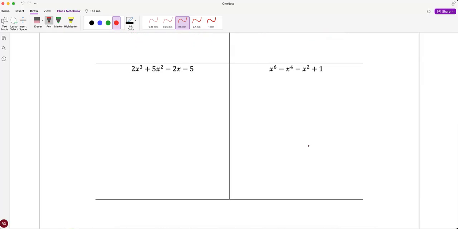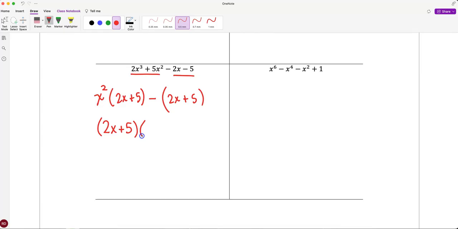If I look here, what do these have in common? The first two have an x squared in common, and that leaves me with 2x plus 5 minus, I'm factoring out a negative 1, so 2x plus 5. So this is 2x plus 5 times x squared minus 1. That's the difference of two perfect squares again. So this is 2x plus 5, x plus 1, x minus 1.